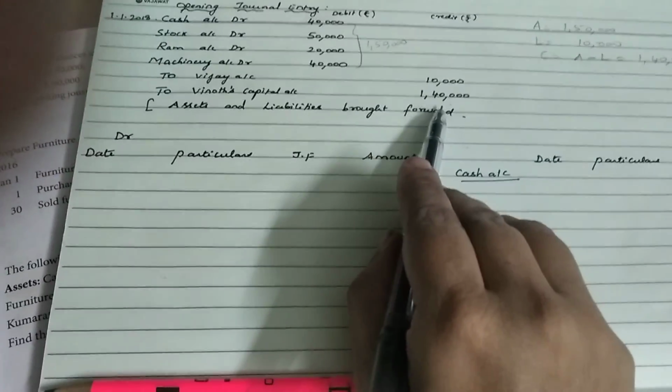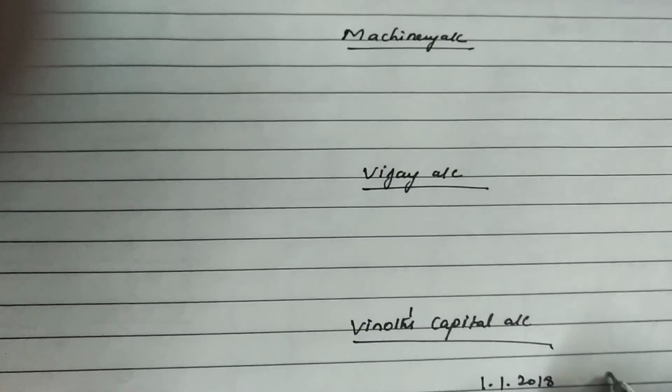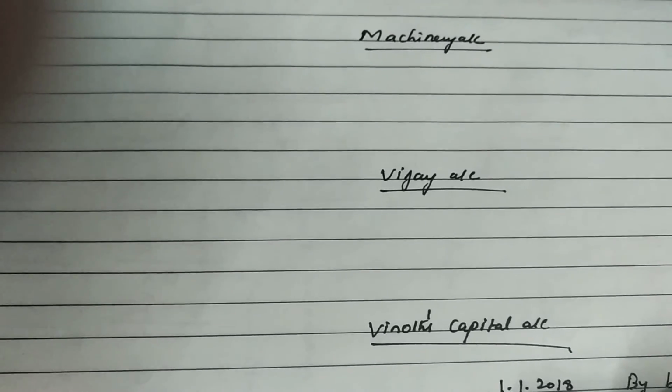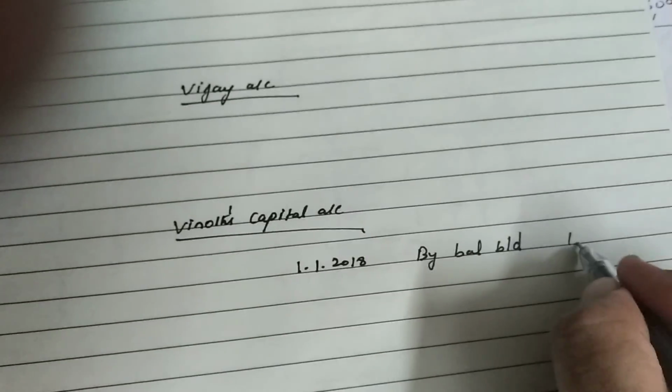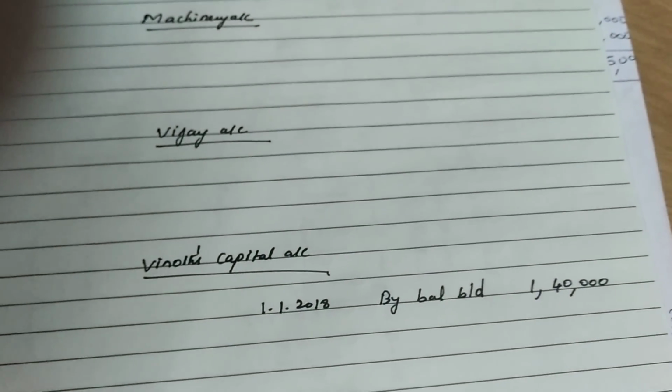So Vinod's capital falls on the credit side. So what you have to do? You have to write the date. So what is the date? 1/1/2018. By balance brought down 1,40,000. You able to understand?